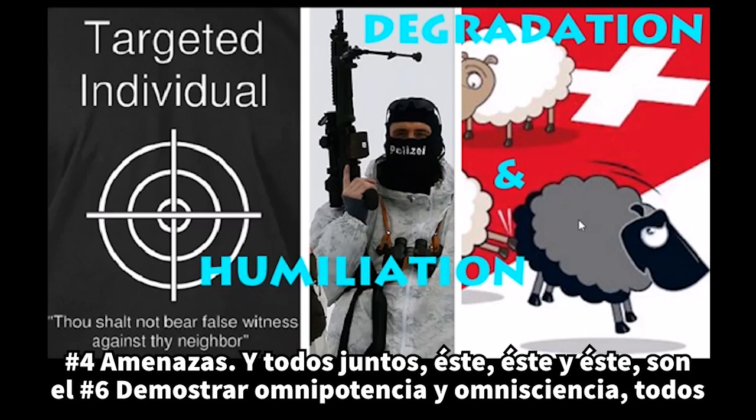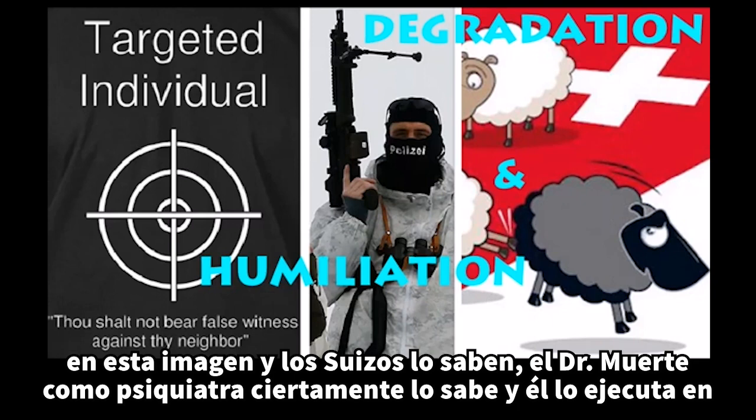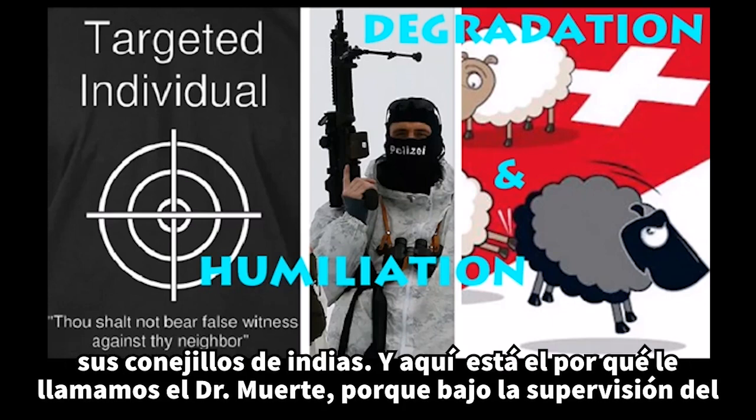demonstrating omnipotence and omniscience. You know, it's all here. Showing themselves as the master race, having total control over you. All the 8 points are here, just right here in this image. And the Swissies know it. And Dr. Death most certainly, as a psychiatrist, he most certainly knows it. And he executed it on his guinea pigs.